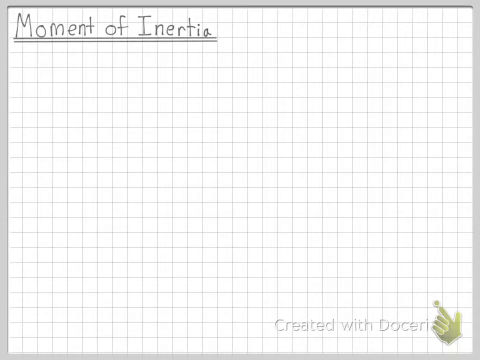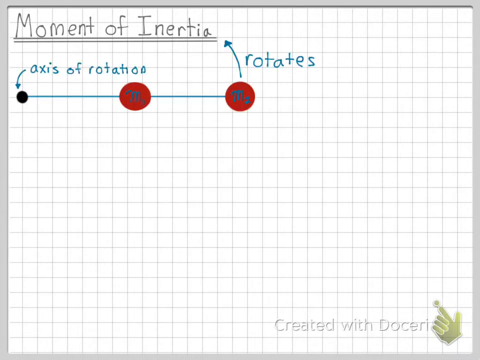This video briefly covers moment of inertia. So let's say that we have two different masses attached to a rod that has a fixed axis and is rotated. We could say that the system's kinetic energy was equal to the sum of the kinetic energy of each mass, which is simply 1/2 mv squared.